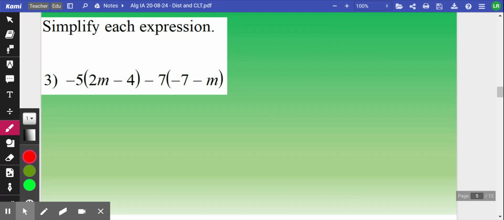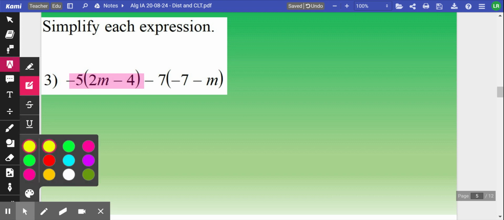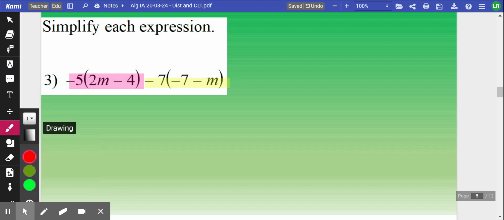One distribute part at a time. So I have this one to do. I also have this one to do, but they're separate. Okay, they're not the same one. You do them one at a time. So let's do this little pink problem. There's a -5 in front, so I better be careful when I multiply.